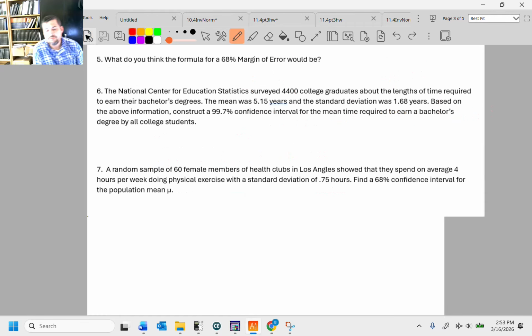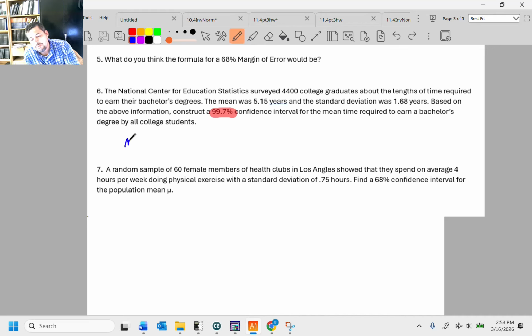All right, moving forward to 5. Nope. 6. 6 is a little bit different because 6 is talking about a 99.7% confidence interval. The National Center for Education Statistics surveyed 4,400 college graduates about the length of time required to earn a bachelor's degree. The average was 5.15 years with a standard deviation of 1.68 years. Based on the above information, construct a 99.7% confidence interval for the mean time required to earn a bachelor's degree by all college students.